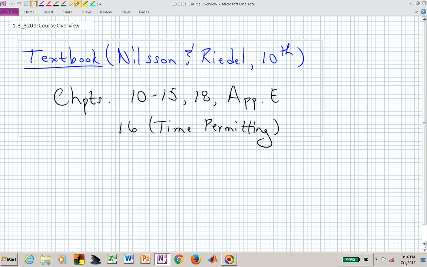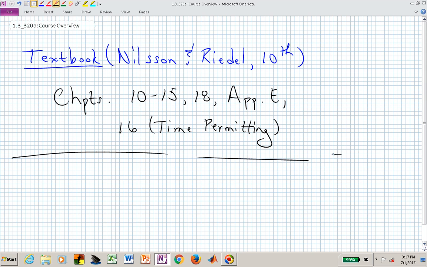Then we'll skip over the Fourier material and jump into two-port material in chapter 18. In between or during that time, we'll talk about Appendix E material, which is frequency response and Bode plots. And if time permits, we will go in and pick up some of the Fourier material in the form of Fourier Series in chapter 16.